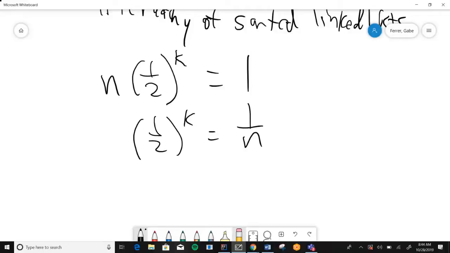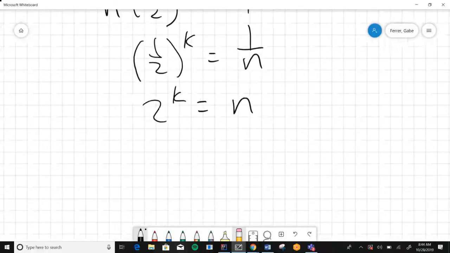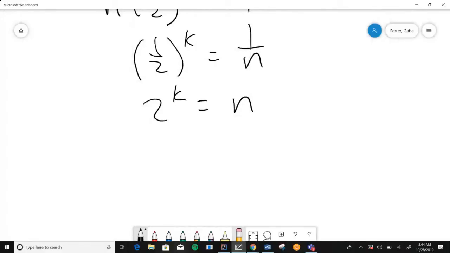I have 1/2 to the k is equal to 1 over n. I will invert both sides, and that will get me 2 to the k is equal to n. I think we all know where this is going. We'll take the log base 2 of both sides, and we get k is equal to the log base 2 of n. This just keeps coming up.